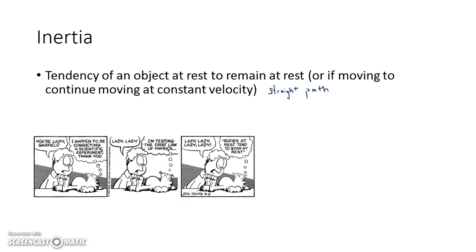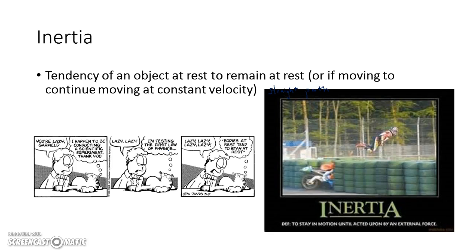All right, well, what about something that's in motion? If something's in motion, it's going to continue to be in motion at a constant velocity and in a straight path unless a force makes it stop or move. So here's an example of motion. The bicyclist was riding and he hit a wall of tires, and so the bike stops, but guess what, his body needs to keep going, so it's going to keep going until it is acted upon by an external force.